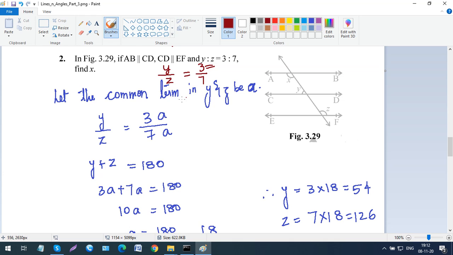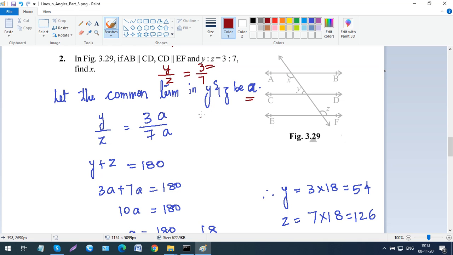Now they are asking us to find x, isn't it? But they haven't given us the y and z values. y is not 3 and z is not 7. The ratio is 3 and 7. This means it was some number which, after division, has become 3 by 7. It could be any number. We don't know what got cancelled. So we will say let the common term be a.